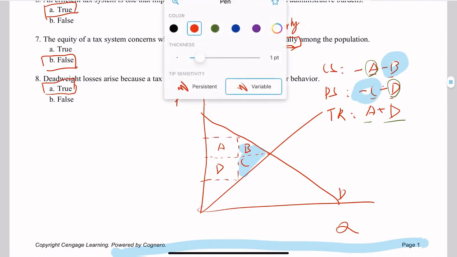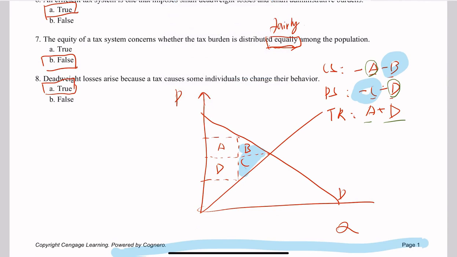Right? To be more specific, you can see that these buyers won't buy the product because now the price is higher than their willingness to pay. And these sellers will not sell the product because now, after imposing the tax, the price received by sellers is lower than their cost. So in this case, both these buyers and sellers will change their behavior. So this will create deadweight loss.